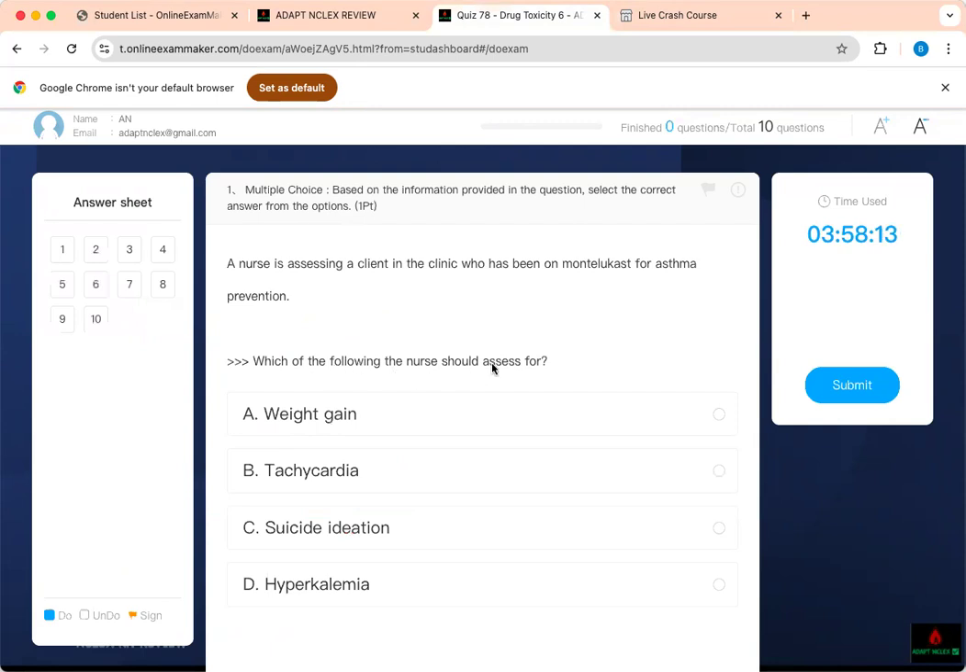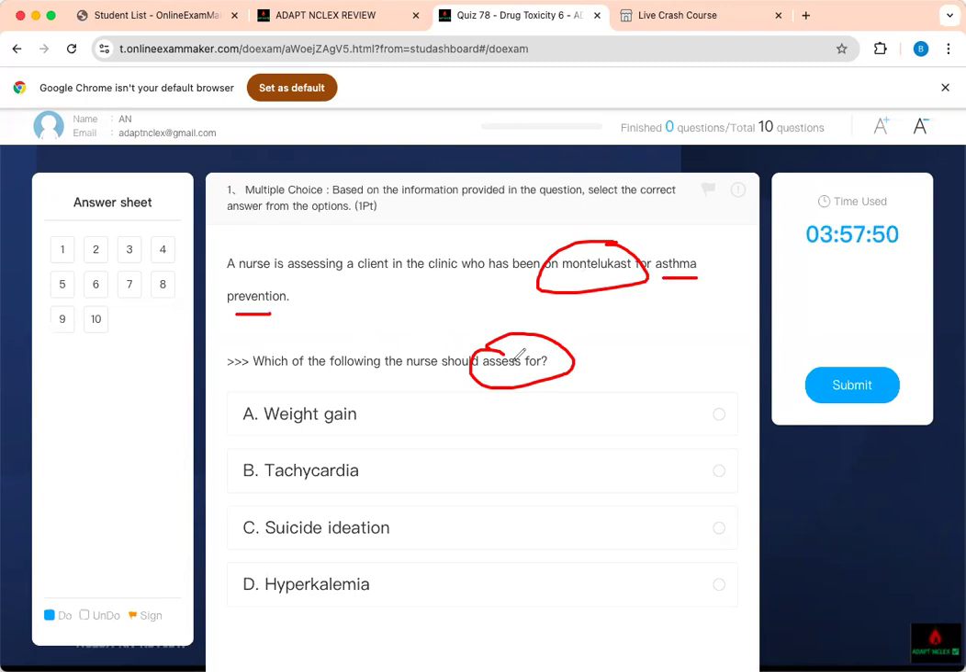Which of the following should the nurse assess for? You always read the question from the back to get more content related to the question. Assess for what? This is assessing a client in the clinic who has been taking Montelukast for asthma prevention. Those are the buzzwords I've underlined, the axis for basically what you assess for.